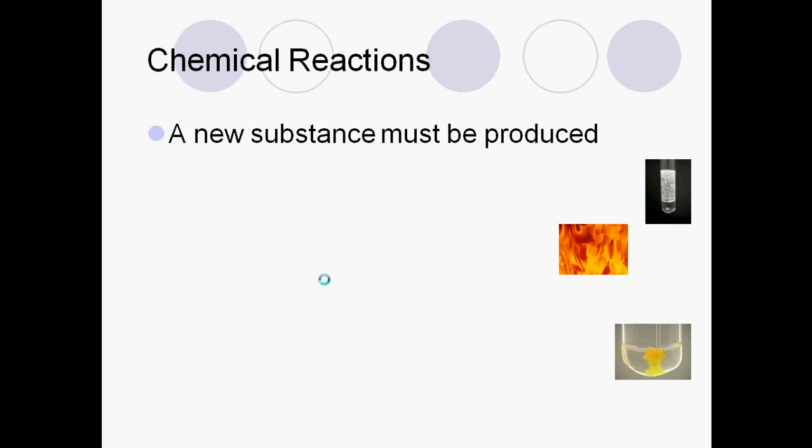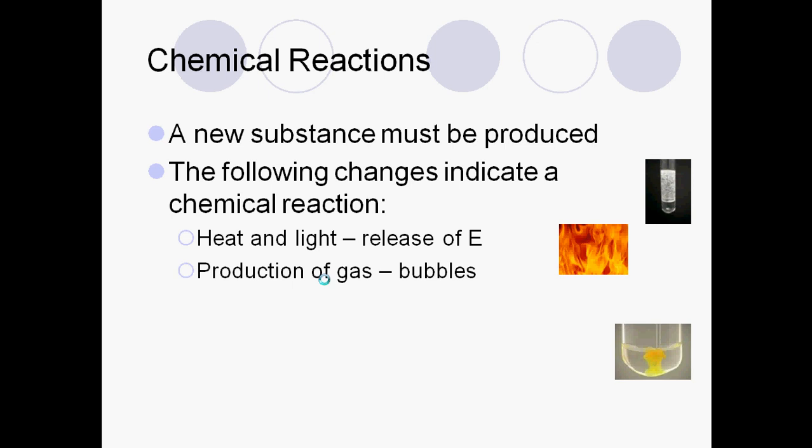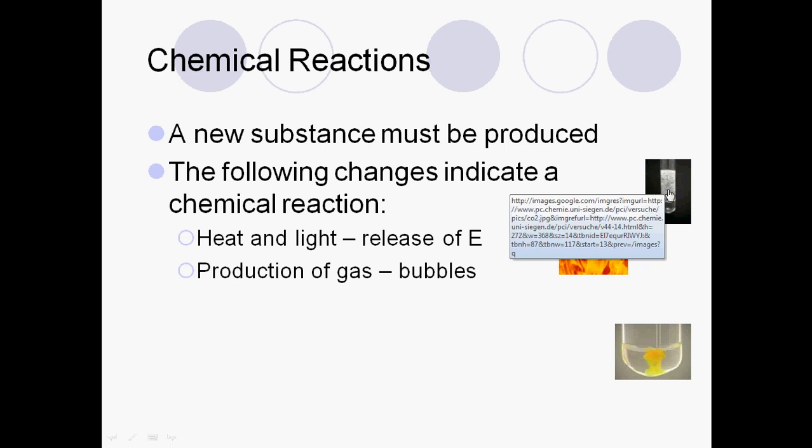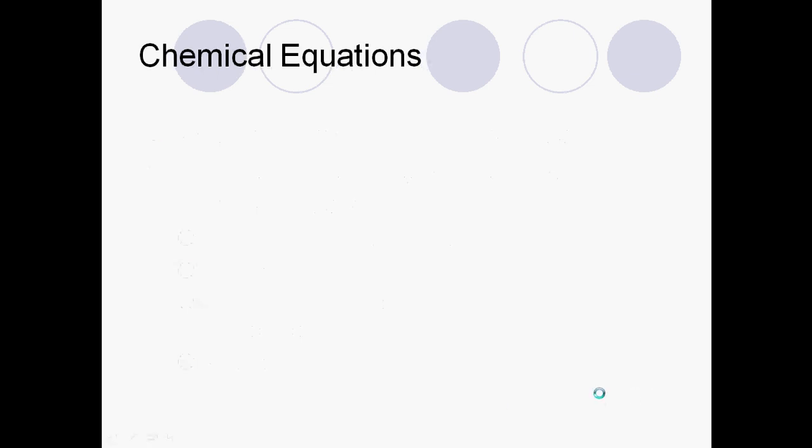Chemical reactions are indicated by a lot of different things. One is that a new substance is produced. Some of the following changes indicate that we've had a chemical reaction. Light or heat are released, such as fire, or something gets warmer. Production of gas, as in bubbles that you can see in the test tube right over here. Formation of a precipitate, which is being shown down here, where we're adding two liquids together and a solid is formed. In this case, it's the yellow solid, and it sinks to the bottom of the test tube typically. And then last is a color change. So this test tube is also showing a color change, which is an indication of a chemical reaction.